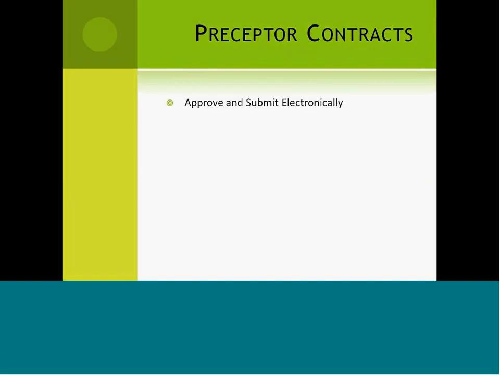The first thing that you're usually asked to do in the semester is to read and approve preceptor contracts. These contracts and agreements are submitted to the clinical faculty, who then read them, approve them, sign them, and then submit them electronically to the college.